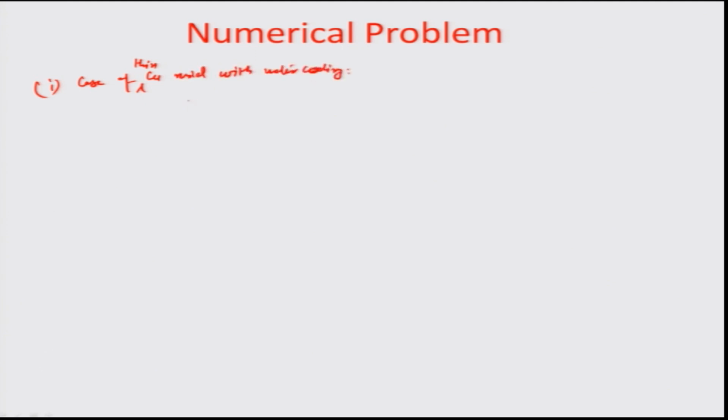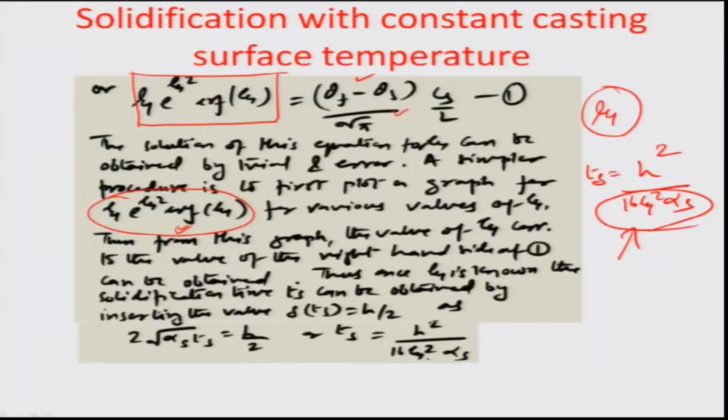Obviously, the casting surface temperature will be constant. I can say theta 0 and theta s are similar to each other. So, in that instance, if we apply the corresponding equation just as illustrated here, zeta e to the power of zeta square into error function of zeta becomes equal to theta f minus theta s by root of pi.